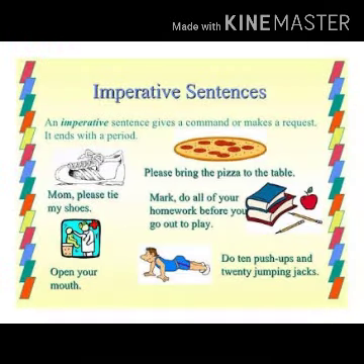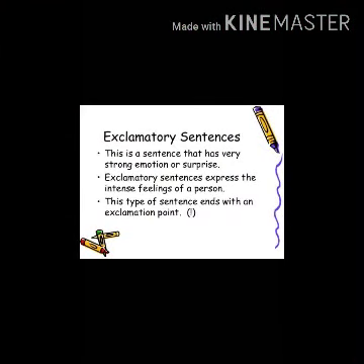Third kind of sentences are imperative sentences which give command or make requests. These sentences also give suggestions or instructions. Usually, imperative sentences have no subject because instructions or advice or order is given to the listener face to face. For example, Mom, please tie my shoes. Mark, do your homework before you go to play. These sentences begin with a capital letter and end with a full stop.